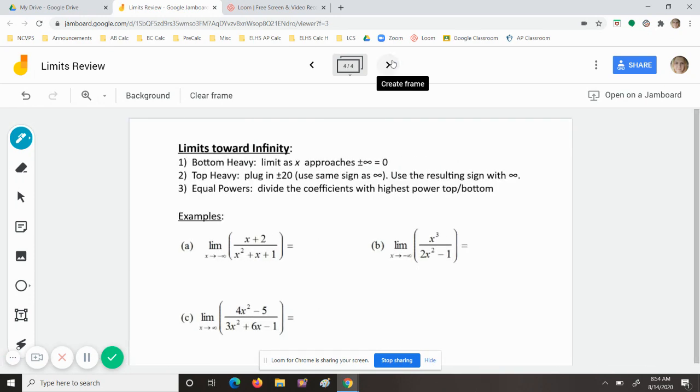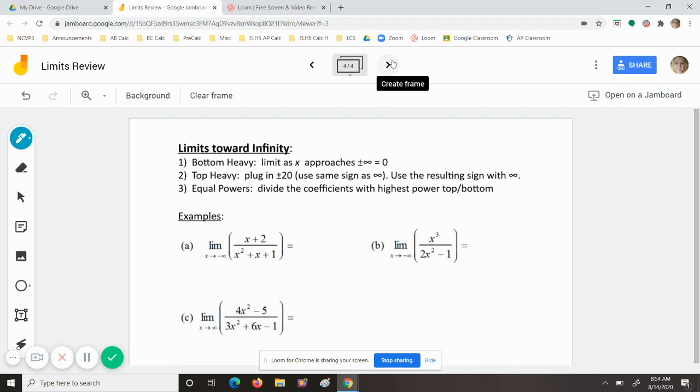Okay, last thing that I want to take a look at with you guys is limits toward infinity. Okay, we already learned these rules. This has to do with dealing with your powers. If you're bottom heavy, the limit as x goes to positive or negative infinity is 0. Bottom heavy meaning the highest power is in the bottom.